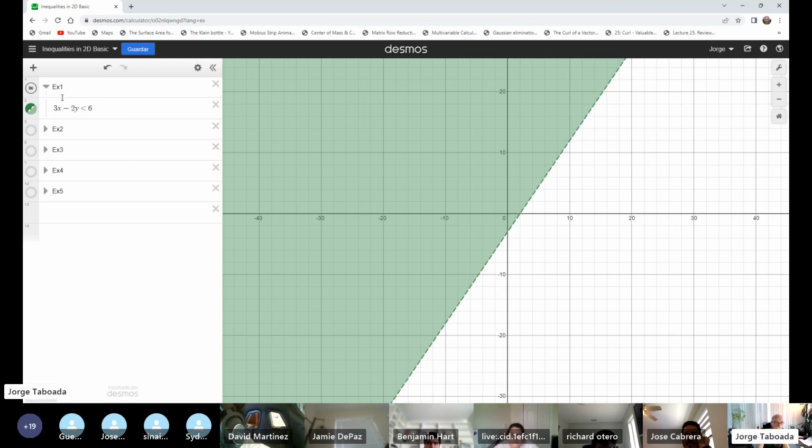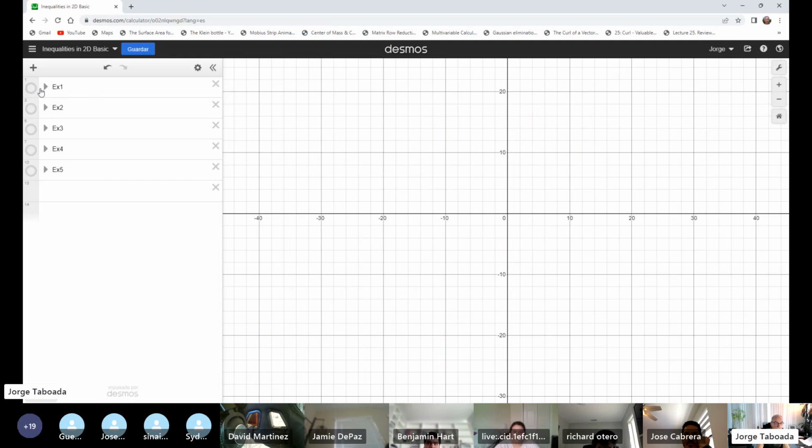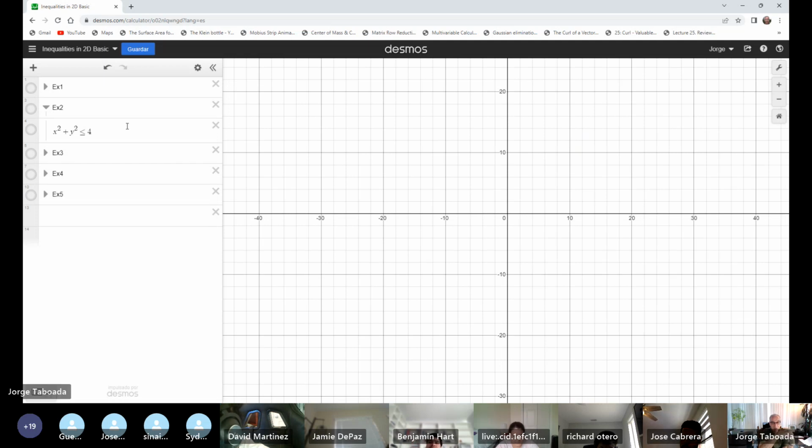Okay, let's move on to example 2. Example 2, I want to complicate your life a little bit. Example 2 is non-linear: x squared plus y squared less than or equal to 4. Now focus. x squared plus y squared equals 4 is a circle. Yes or no? I suppose you remember that formula because it's called algebra. It's a circle, and the center is located at the point (0, 0).